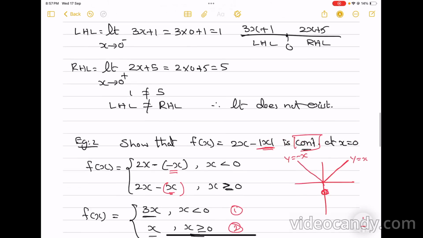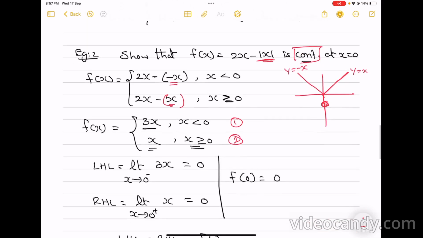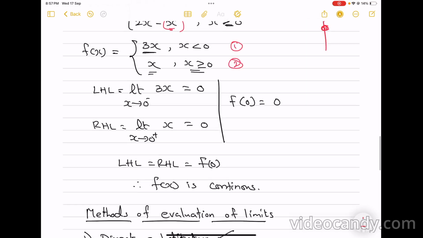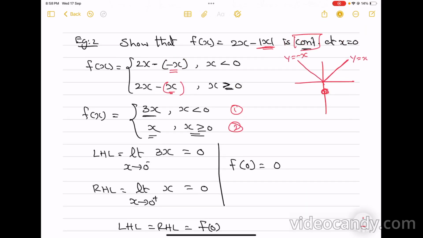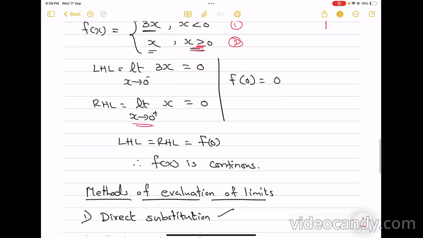So for that you need left hand limit, right hand limit, and also f of x at that particular point. Now limit x tends to 0 minus, that means left hand side your function is 3x, substitute 0, you get 0 as answer. When x is 0 plus, that function is x, when you substitute also you are getting 0. So f of 0 at that point is also equal to 0. Left hand limit, right hand limit, f of 0, everything is equal now. So this function is continuous.